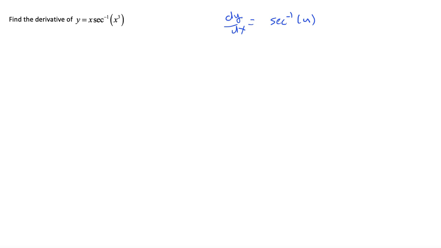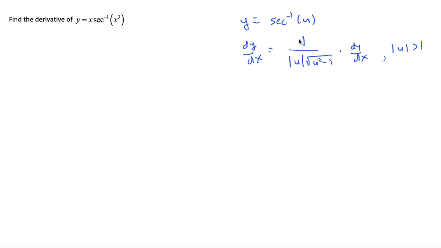Actually, I should just put y equals here, and then the derivative of that is going to be 1 over the absolute value of u times radical u squared minus 1, times du dx. This is the chain rule factor here. And of course, what we're assuming is that the absolute value of u is greater than 1, so this quantity, x cubed, whatever it is, is going to be bigger than 1.